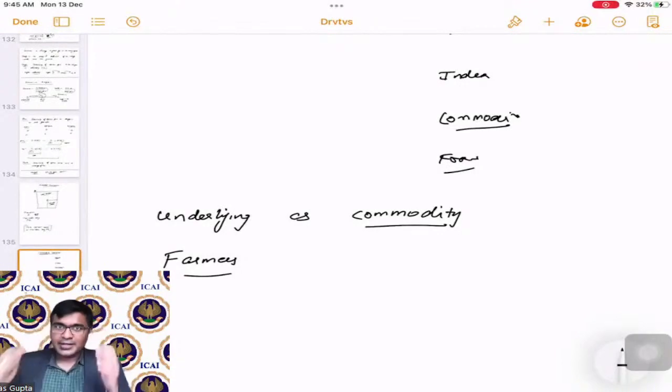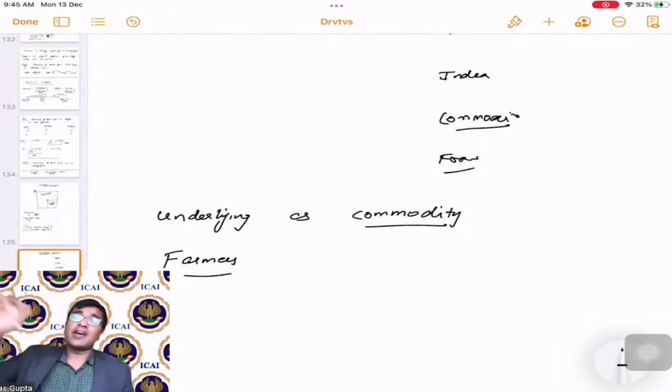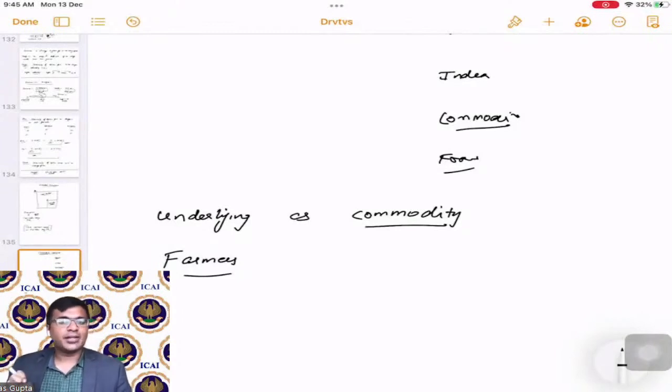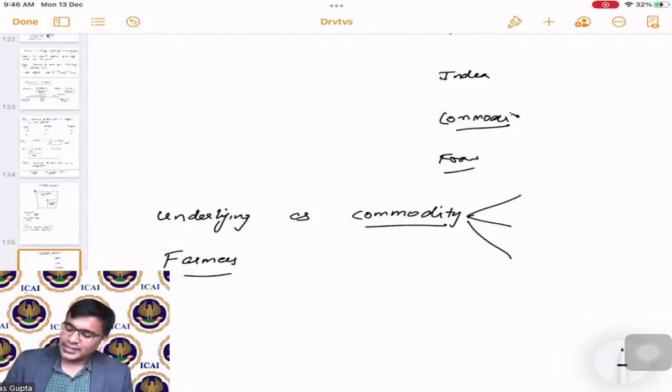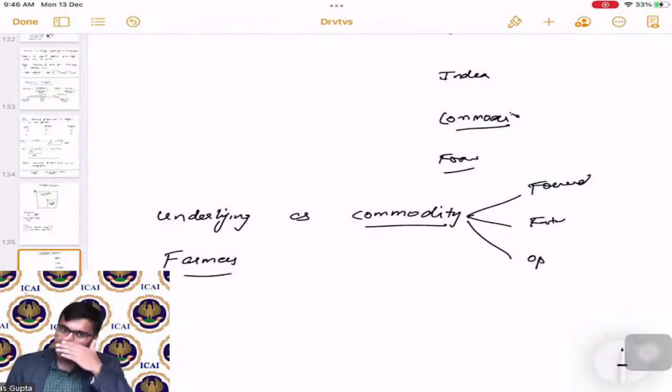Or when the farmer is planning to produce, at the time of sowing the seed, he knows that after 6 months he will get this much produce from his farm. How to protect himself from prices going up or down during that time? He will use commodity derivatives to hedge against the risk of prices going down, because the farmer carries that risk and has to sell. In commodities also, there are forwards, futures, and options.